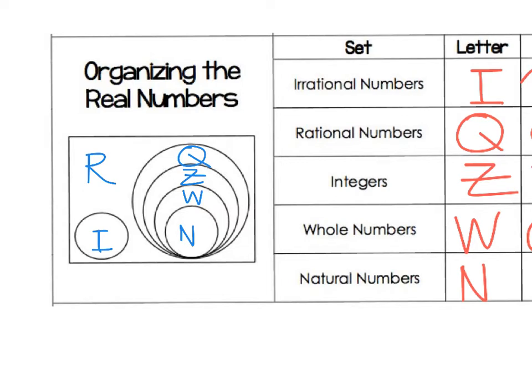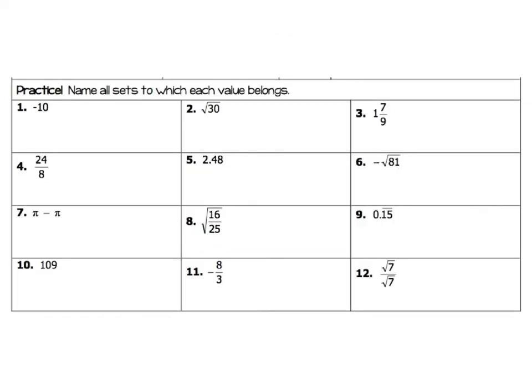Alright, so this is a nice little handy-dandy Venn diagram to help us remember the relationship between our real number system. Alright, so let's practice naming all the sets to which each value belongs. Number 1, we've got negative 10. Now, negative 10 is an integer, so we're going to write Z for integer. If it's an integer, that means it's also a rational number, and we use Q to represent rational number. And if it's a rational number, that means it's also a real number. So, negative 10 is an integer, rational number, and real number. That's all the sets to which negative 10 belongs.